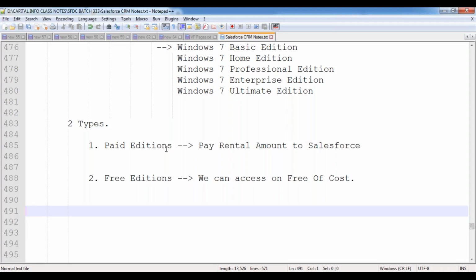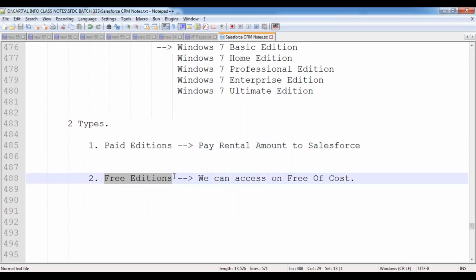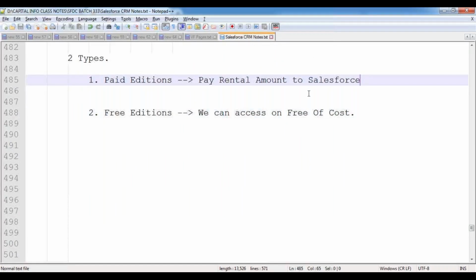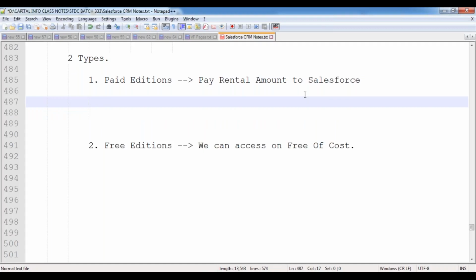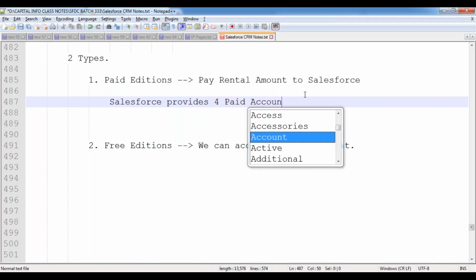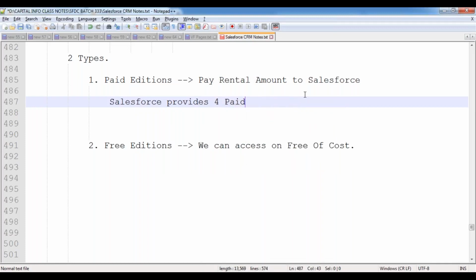Then, what are the various paid accounts and free accounts available in Salesforce? When coming to paid accounts, Salesforce provides 4 paid accounts. These are also called the 4 paid editions.